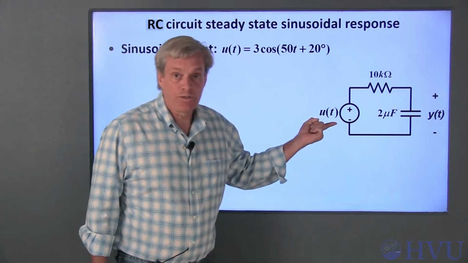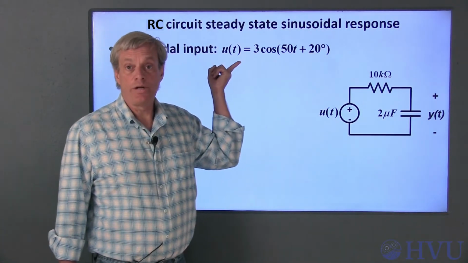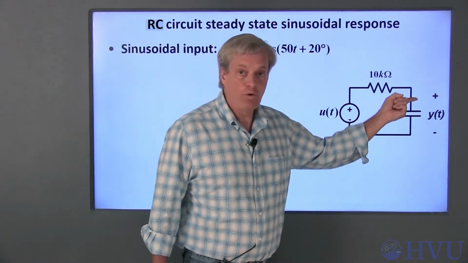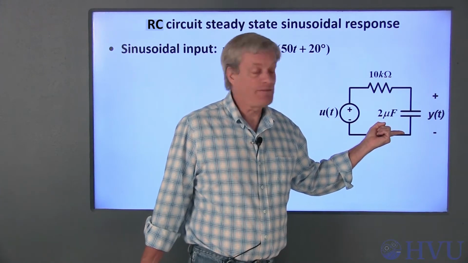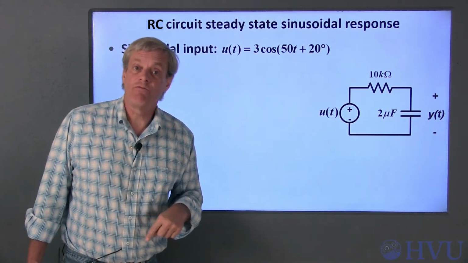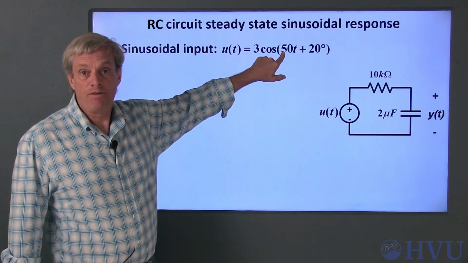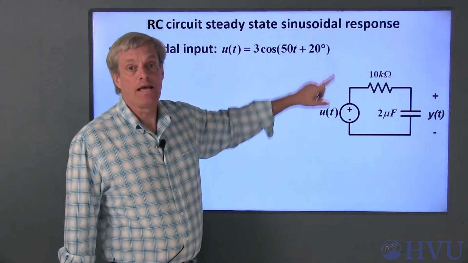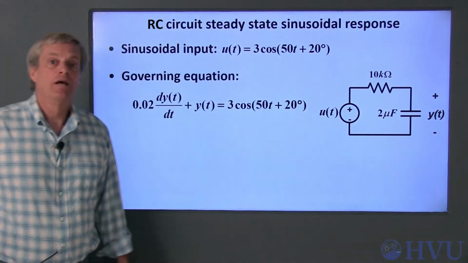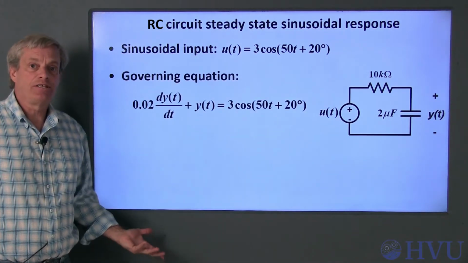I have a voltage source that's applying a sinusoidal input, and I want to determine the voltage across the capacitor, y of t, as time goes to infinity. The source has an amplitude of 3 volts, a frequency of 50 radians per second, and a phase angle of 20 degrees.